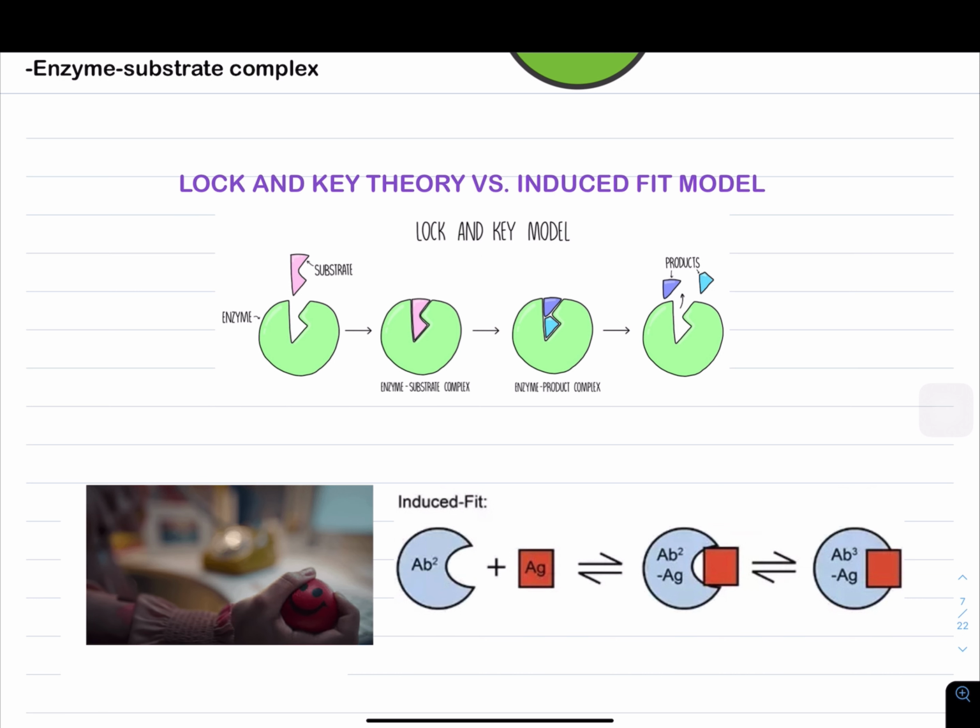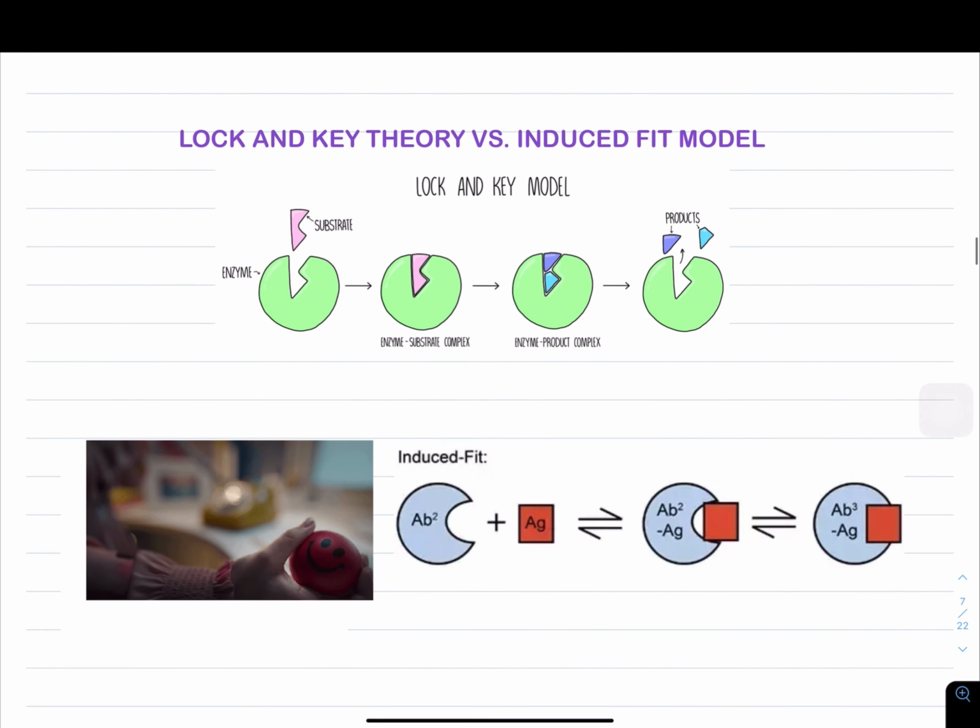The more scientifically accepted theory is the induced fit model. The book explains this one as a hand squeezing a stress ball, where the hand would be the substrate and the ball would be the enzyme. Because the induced fit model states the enzyme can change conformation and become a fit to the substrate, but that only happens with the desired and appropriate substrate.